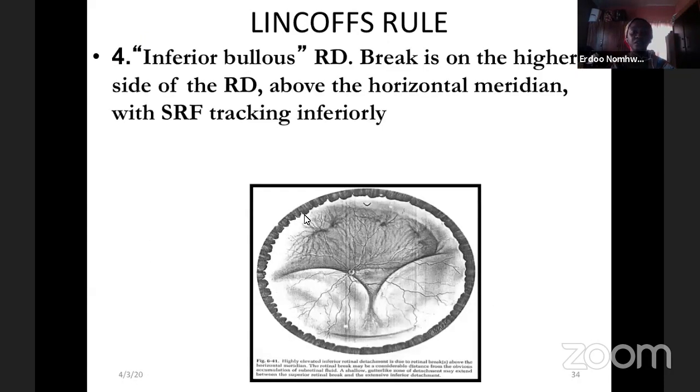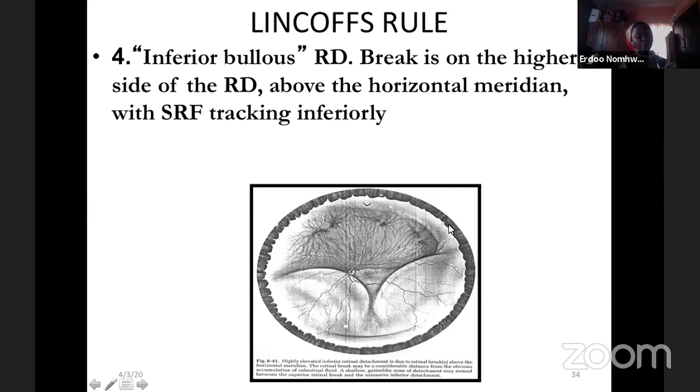Then for the last of Lincoff's rules for detecting your retinal break, if there's an inferior bullous retinal detachment, like we can see here, the break is said to be on the higher side of the retinal detachment. This side is higher compared to this one, so the break is a little closer to the higher side, and it's above the horizontal meridian. You can also see some subretinal fluid tracking inferiorly.